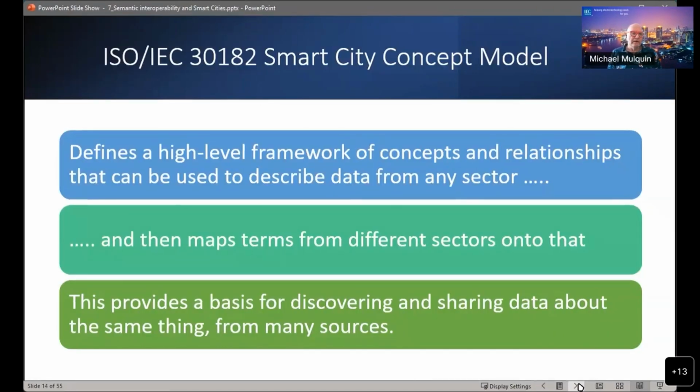So what the 30182 does, it defines a smart city concept model, which is a high-level framework of concepts and relationships that can be used to describe data from any sector, and then allows you to map terms from different sectors onto that high-level framework, which provides a basis for discovering and sharing data about the same thing from many sources.